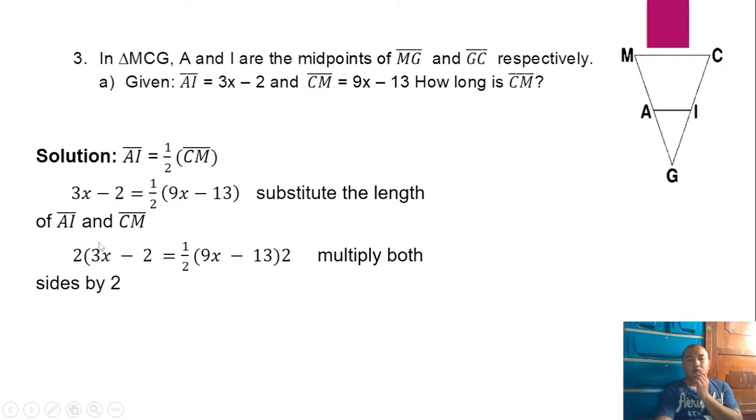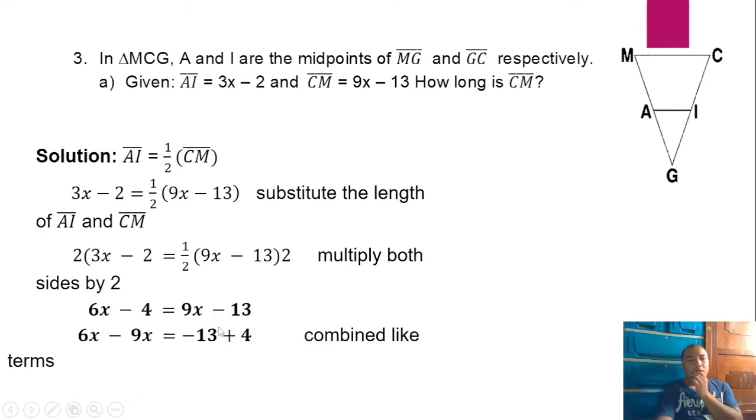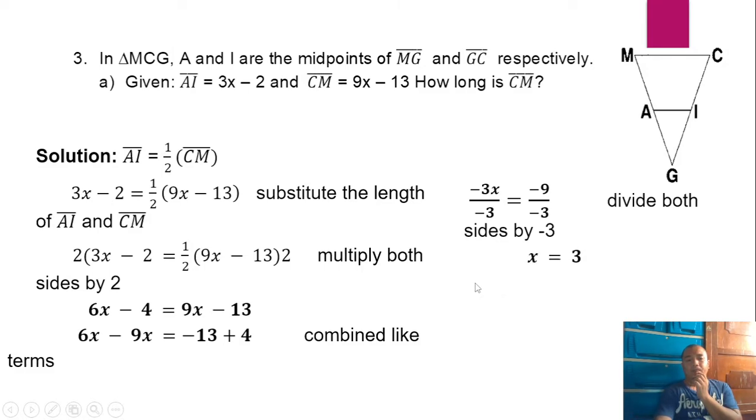Multiply the equation by 2. So this becomes 6x minus 4 equals 9x minus 13. Let us now solve for x by transposition. 6x minus 9x equals negative 13 plus 4. So negative 3x equals negative 9. 6x minus 9x, negative 3x. Yun. Equals negative 9, divide both sides by negative 3. So x is equal to 3.